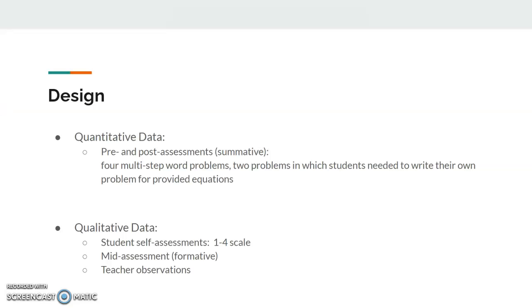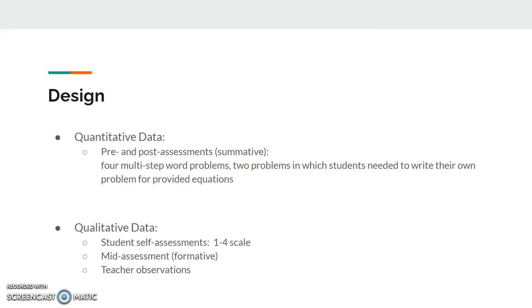As far as the design of my action research, I used quantitative and qualitative data. My quantitative data is the part that I focused on the most, but the qualitative data was used to help me make instructional decisions and carry out everything that I did with the action research. In regards to the quantitative data, I had the students complete a pre-assessment and a post-assessment.